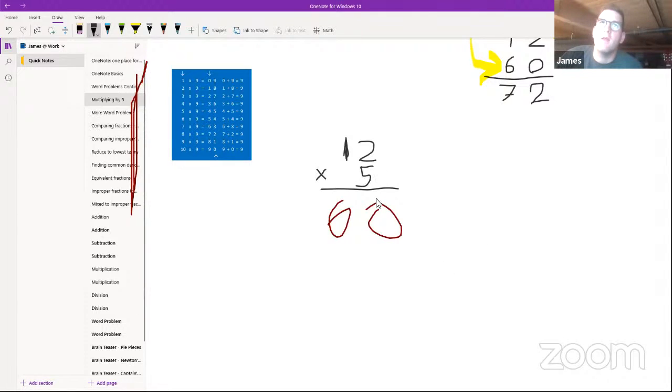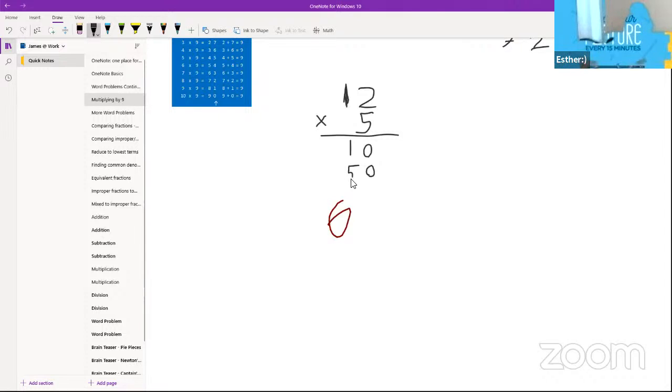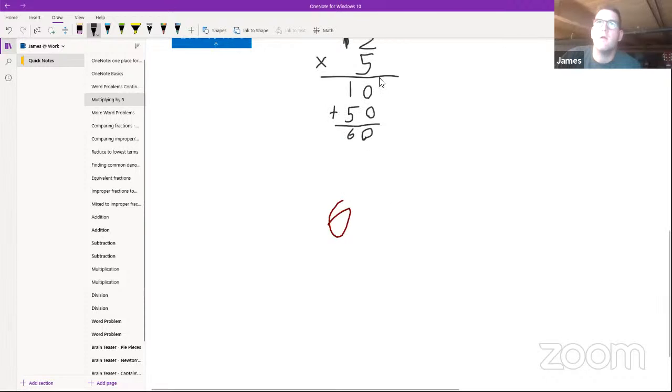Another way we could have done this is if we had done 5 times 2 is 10, and then put a 0 down here and do 5 times 1 is 50, and we add those two together, and that gets us 60.